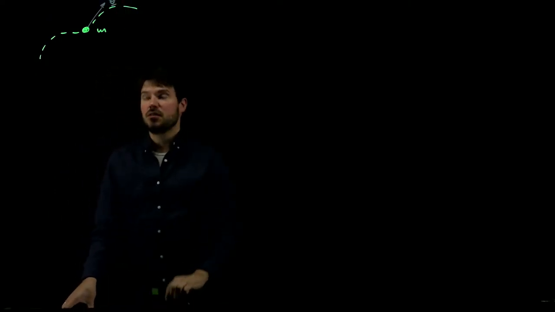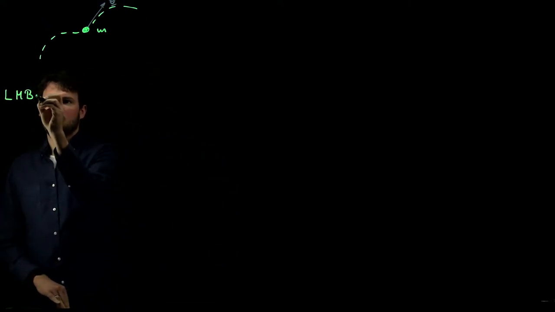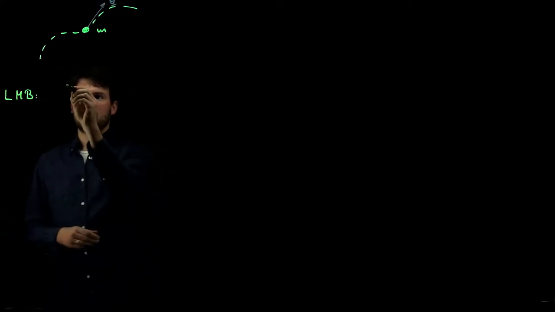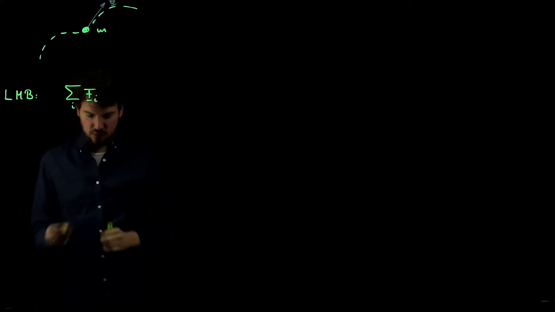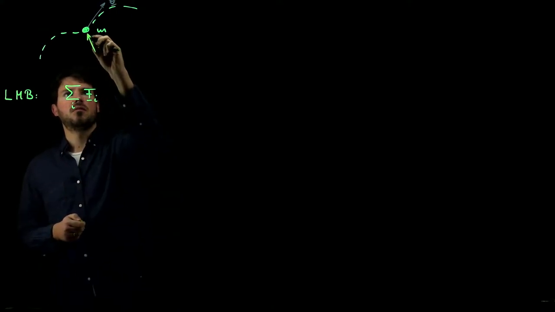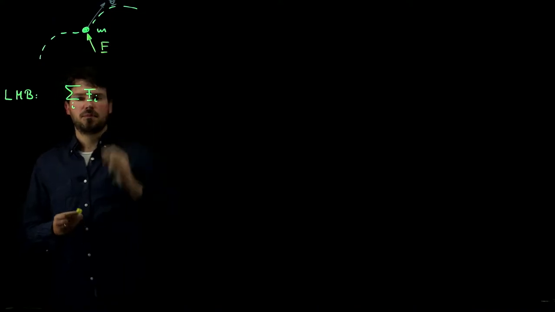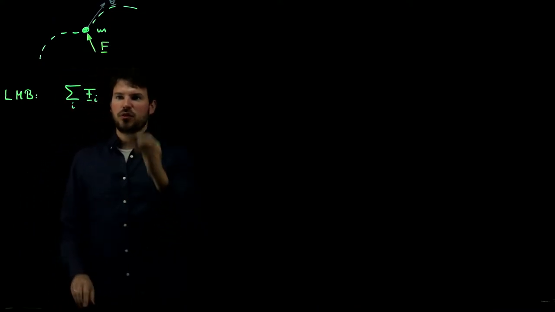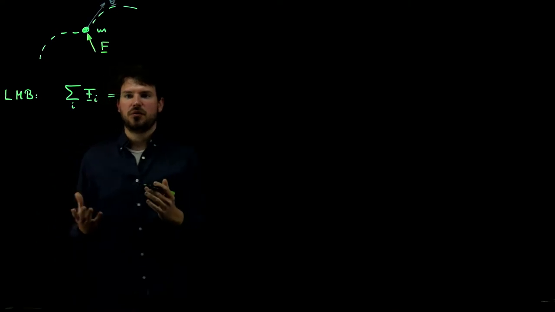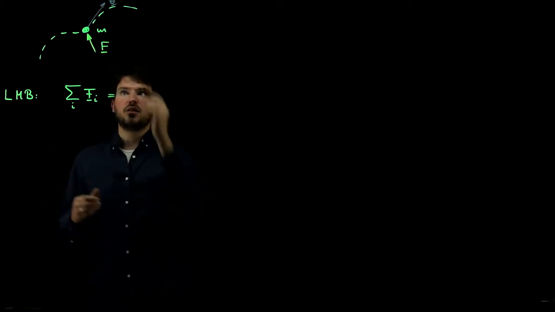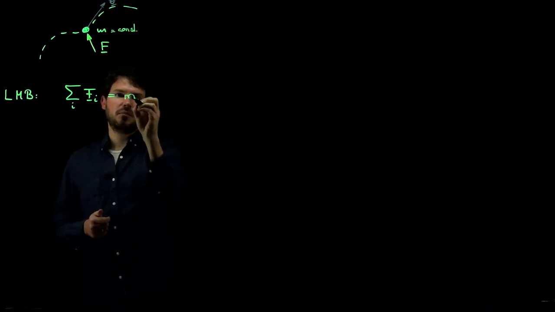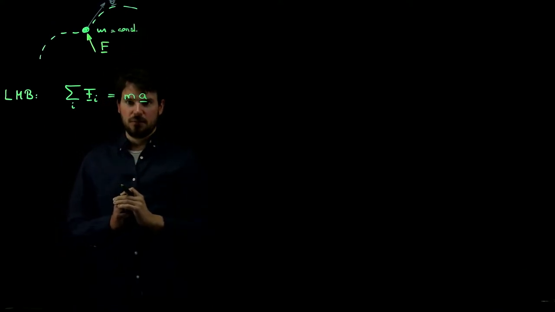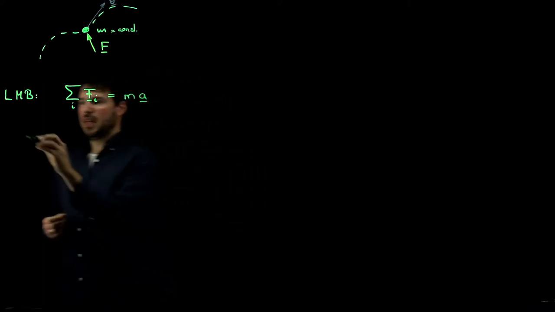The kinetics of the system was described as follows. We had linear momentum balance. And linear momentum balance told us that the sum of all forces applied to that particle, right, there are certain forces applied to this particle, was nothing else but the time derivative of linear momentum. And for a particle of constant mass, which is what we're assuming all along, this was simply mass times the acceleration of the particle.